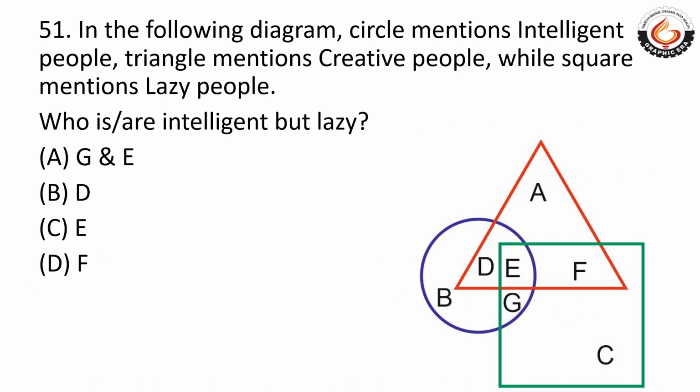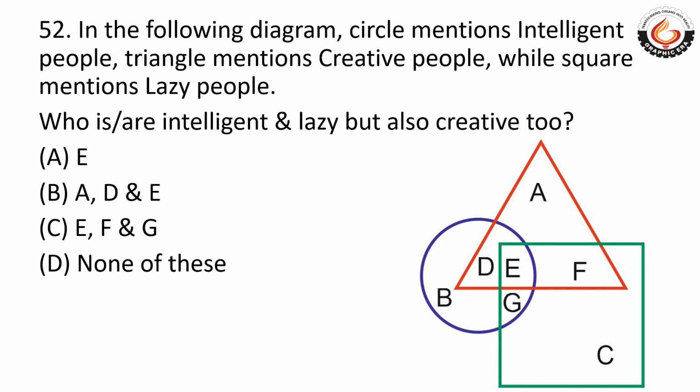Intelligent but lazy, I guess intelligent B, D, E and G. This D and B are not lazy, so this will be eliminated. E and G are intelligent also and lazy also. Option A is correct.